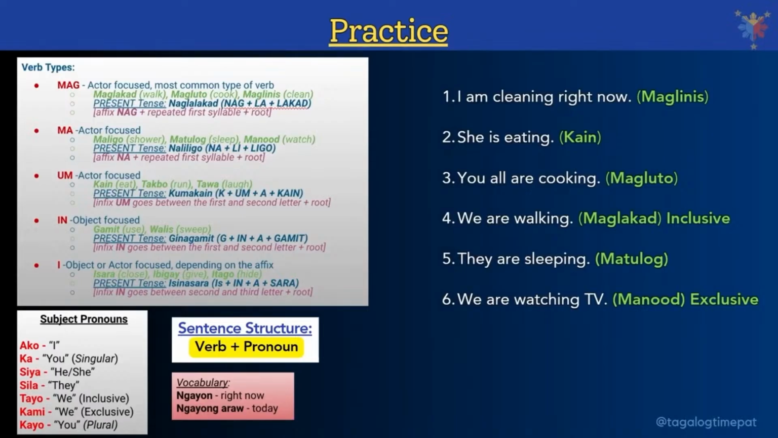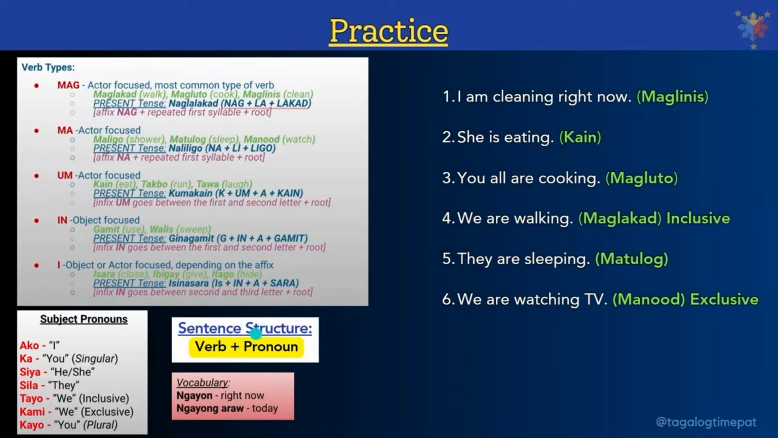So number 1, I am cleaning right now. Maglinis means to clean. Number 2, she is eating. Kain means to eat. Number 3, you all are cooking. Magluto means to cook. Number 4, we are walking. Maglakad, inclusive. Number 5, they are sleeping. Matulog. And number 6, we are watching TV. Manood, exclusive. So let's do number 1 together just so we are all on the same page.